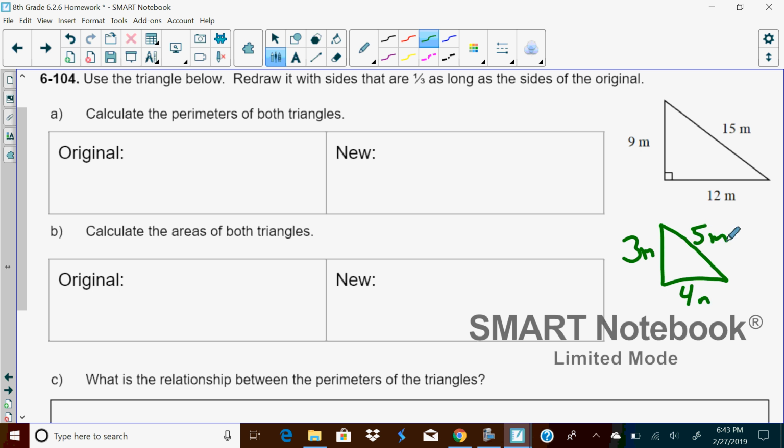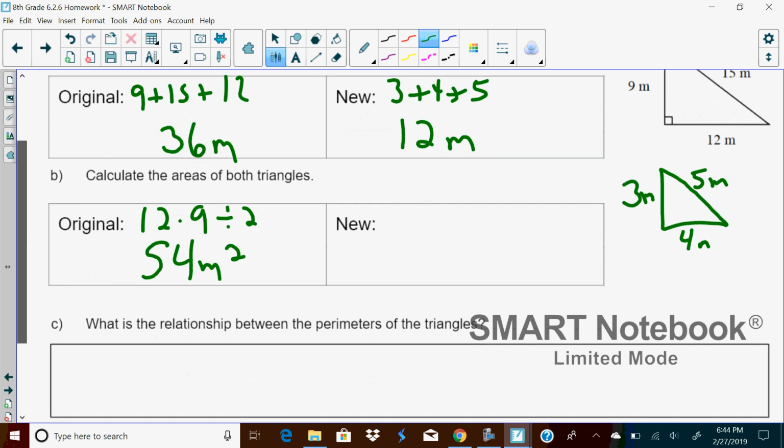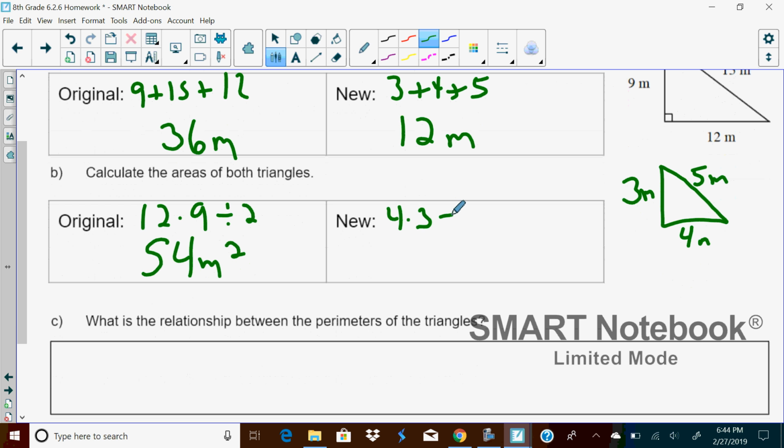So part A, calculate the perimeters of both triangles. When I add the big triangle together, I get 9 plus 15 plus 12, the original triangle. So it's 36 meters. The new triangle is 3 plus 4 plus 5, which is 12 meters. Let's calculate the areas. For the original, I do 12 times 9 divided by 2, 54 meters squared. The new is 4 times 3 divided by 2, which is 6 meters squared.